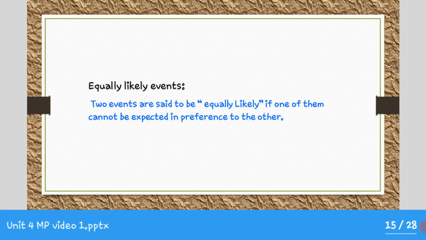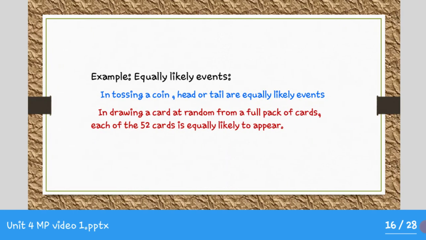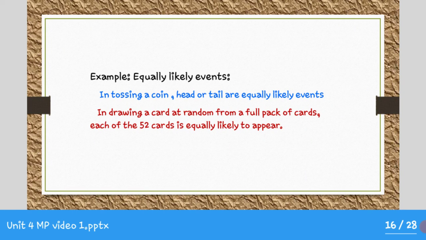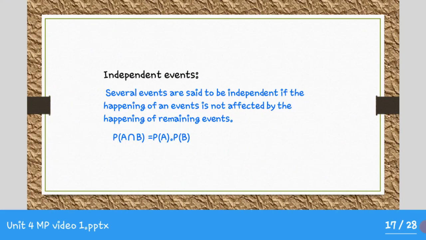Next one is equally likely events. Two events are said to be equally likely if one of them cannot be expected in preference to the other. Example, in tossing a coin, head or tail are equally likely events. Another example, in drawing a card at random from a full pack of cards, each of the 52 cards is equally likely to appear. That is called equally likely events.